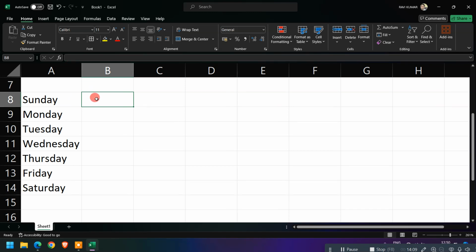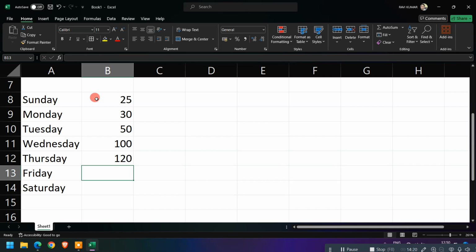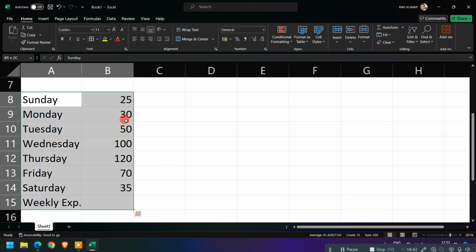Every day's expense I am writing like 25, 30, 50, 100, 120, 70, 35. Okay, and here the weekly expense. I want to show my weekly expense. What I have to do is add all of the values I have given for every day.